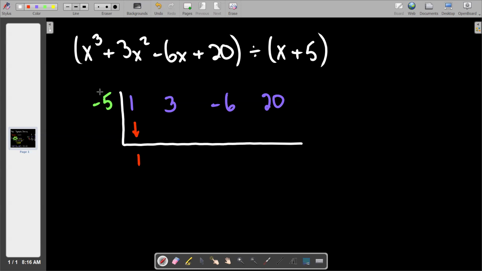Here we go. Negative 5 times 1, negative 5. And I'm going to stop switching colors because I'm getting tired of it. What's 3 plus negative 5? Negative 5 times negative 2, 10. Negative 6 plus 10, 4. Negative 5 times 4, negative 20. Add them together, 0.